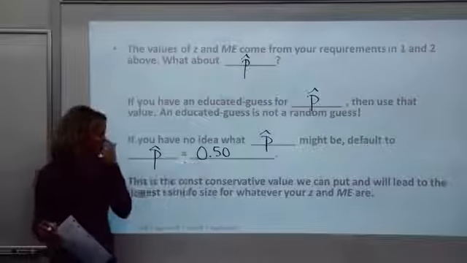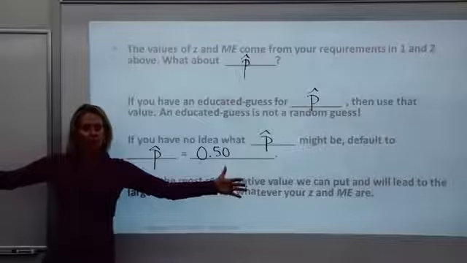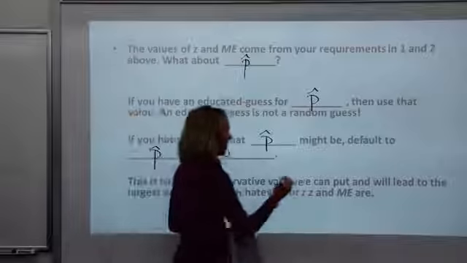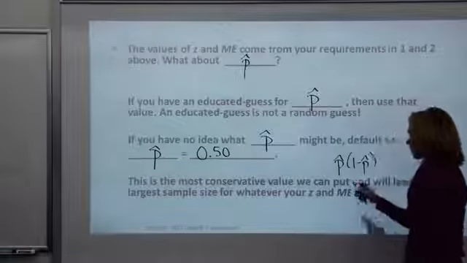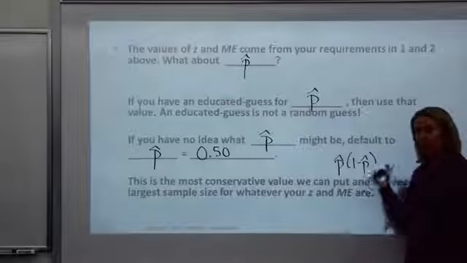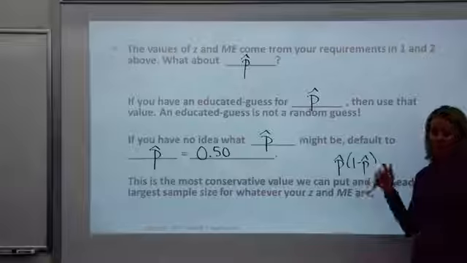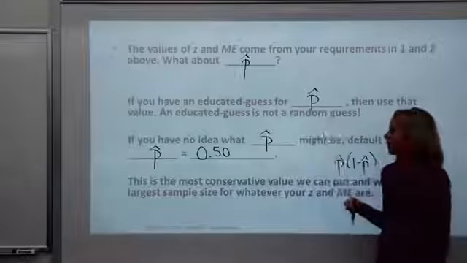And the reason why we use 50% is that this is the most conservative value. This will give us the biggest possible sample size that we might need. In that formula for sample size, part of it contained p hat times 1 minus p hat. If you plug in 0.5 here, you'll get 0.25. Plug in any other number for p hat, you'll never get a bigger value for this. So this will give us the biggest possible sample that we might need.